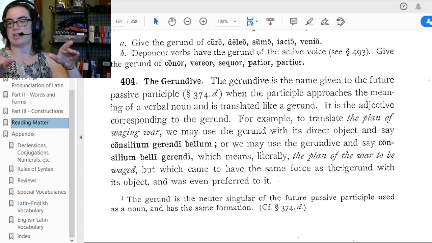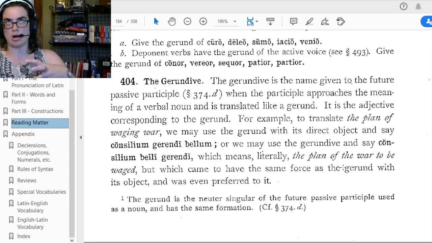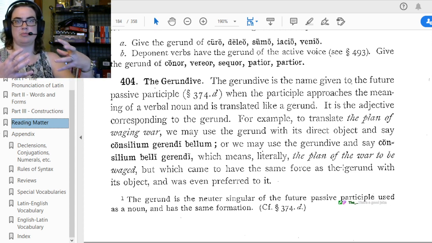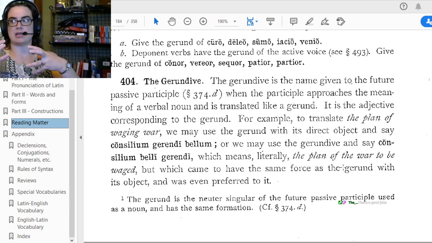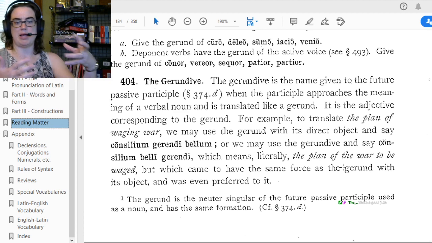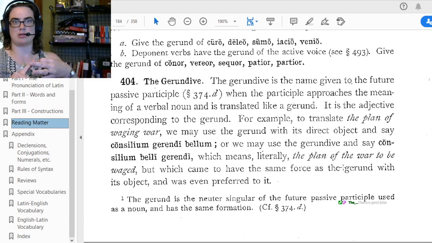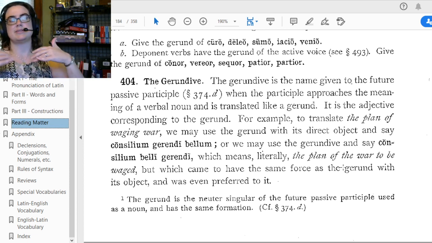So the consilium, that remains the same, the plan of, now we have to go to the noun first. The object is war, the plan of waging war. So we're going to put war in the genitive, belli, and then we have to take gerundum and modify belli, which is genitive, neuter, singular, so gerendi. So you can literally translate it the plan of the war about to be waged. You can translate it simply with the gerund in English, which is preferred.